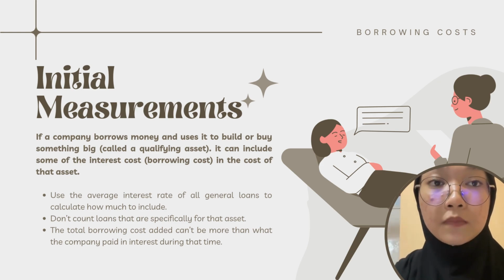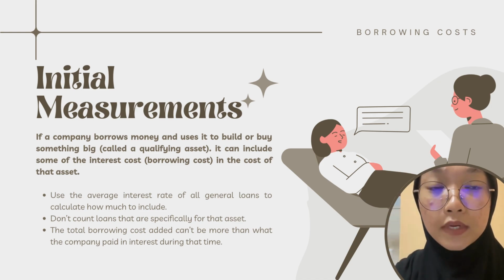Today, I will be explaining about initial measurement. When a company borrows money to build or buy something big, like a factory or a building, it can include part of the interest it pays on those loans into the cost of the asset. But this only applies if the asset takes a long time to get ready for use or sale, and we call this a qualifying asset.